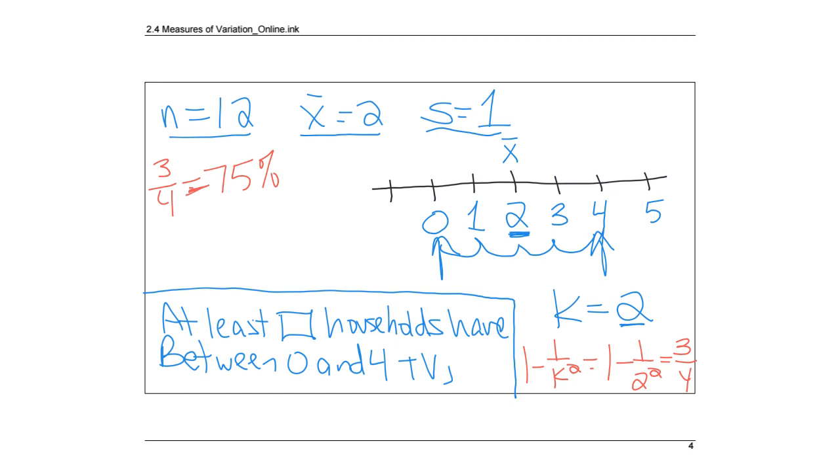But that's not what they asked. They asked at least how many households. So I know I have the 75%, but now I'm going to have to take that 75% times the 12. That's the sample size, and that gives me 9. So that's what this theorem is telling me, that at least 9 households, because that's 75% of my sample, have between 0 and 4 TVs.